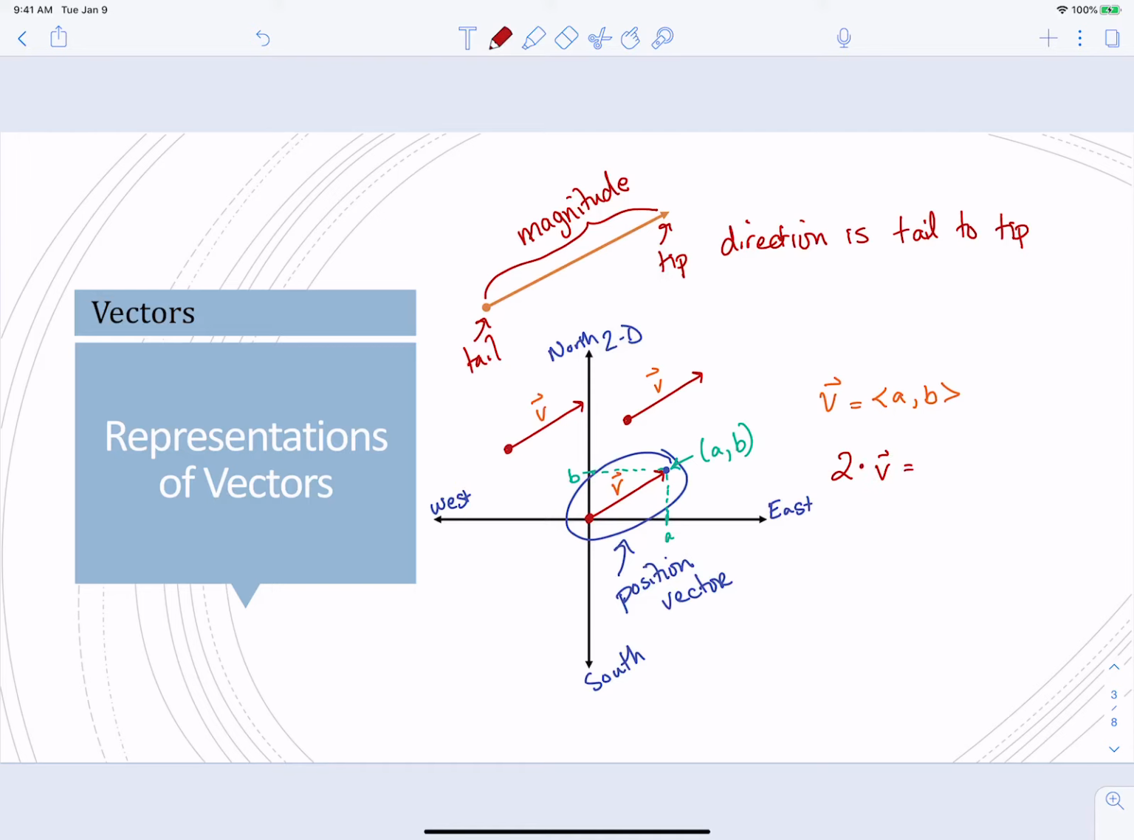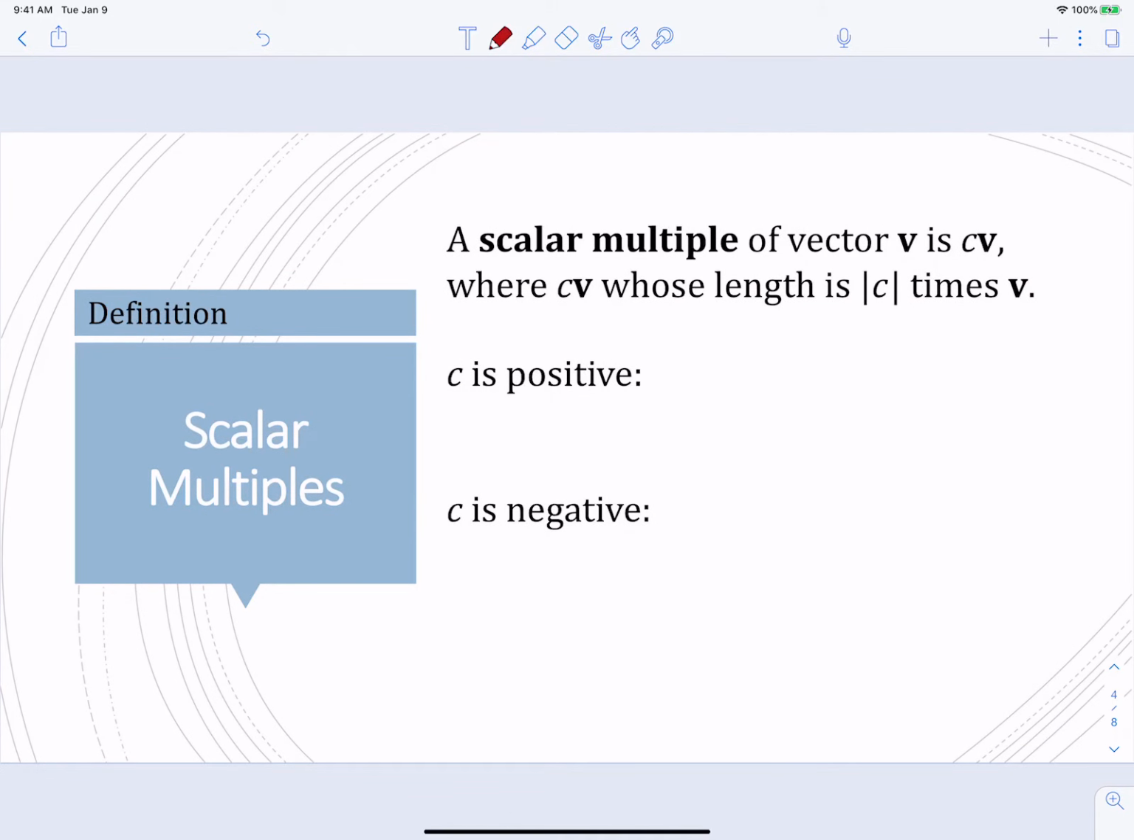So if we did 2 times our vector, this would be literally 2 times a and 2 times v, and this would be twice as long as v. So let's get our arrow over that. Scalar multiplication is pretty straightforward. Let's look on here. I think we do have a slide for this. A lot of times we see vectors bolded in textbooks, but because it's hard for us to write that as bolded, we put a little arrow over it.